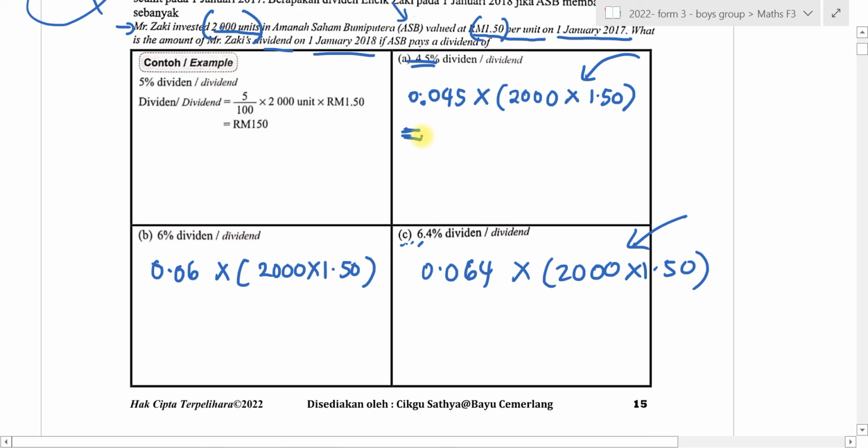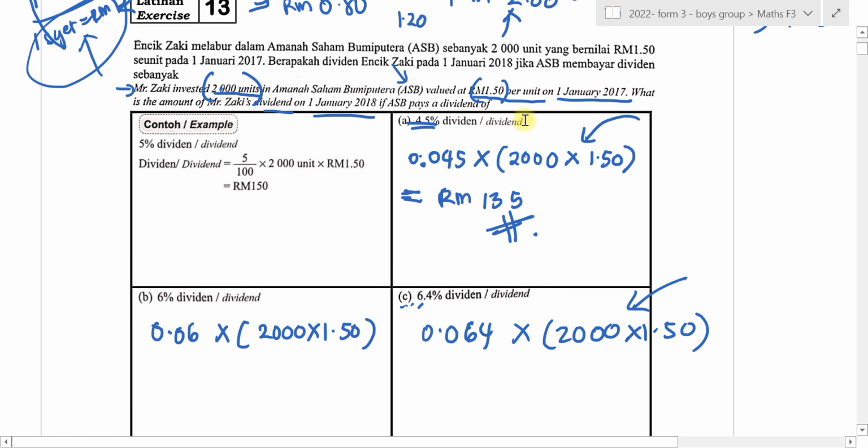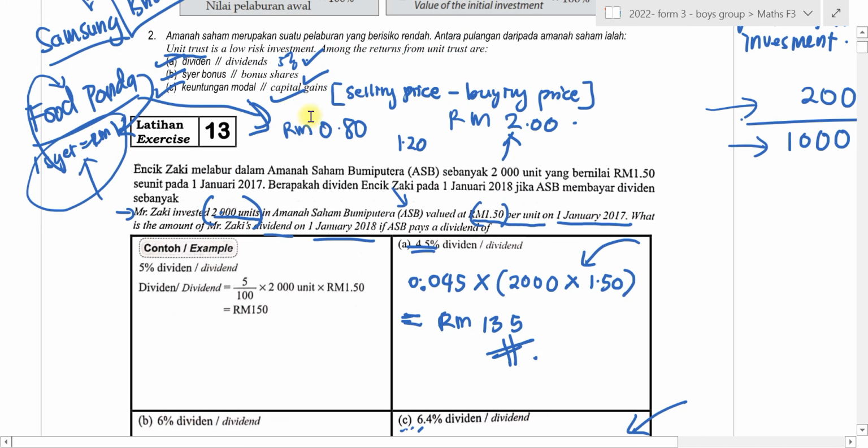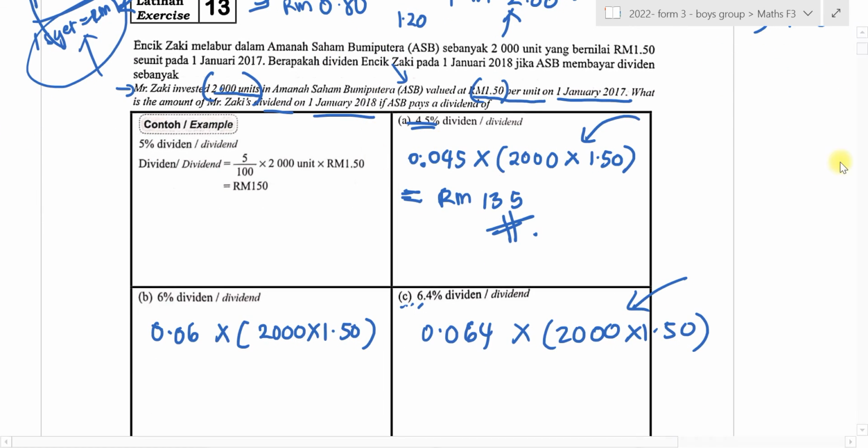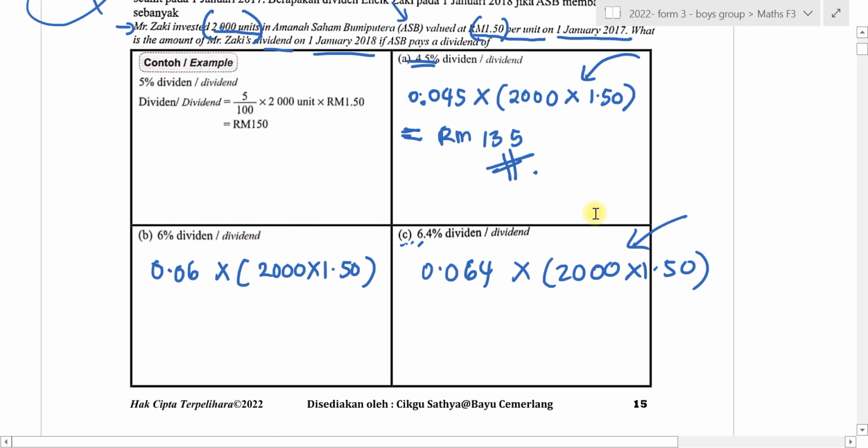Okay, Sharwinat, what is the answer for A? RM 135. Yes, RM 135 as your dividend. You will get this dividend every year until you want to sell your shares to the other party. Okay. Once you sell already, you won't get dividend lah, of course.